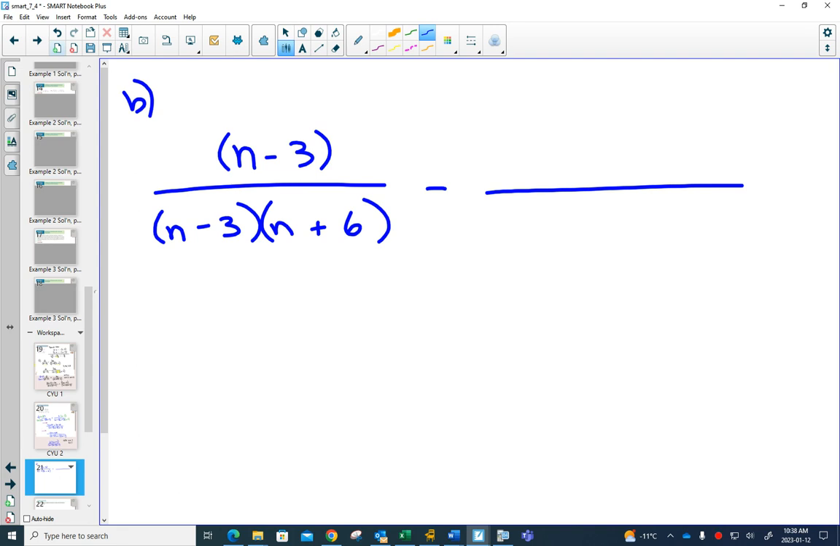We have an n minus 2 on the top, that'll get grouped together. And on the bottom, we have n squared plus n minus 20, so that will be plus 5 minus 4.